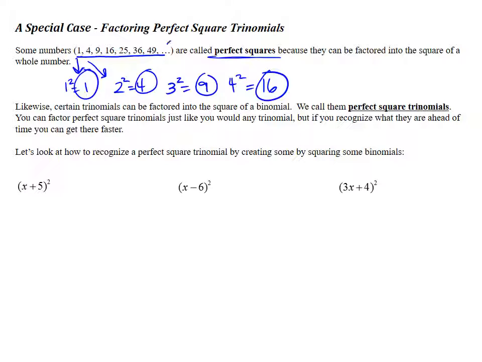Now, I listed out a few here. I went up to 49, which is 7 times 7, but you could also do 8 times 8 is 64, 9 times 9 is 81, 10 times 10 is 100, 11 times 11 is 121, 12 times 12 is 144, etc. You could go on forever. Likewise, there's an infinite number of perfect square trinomials.